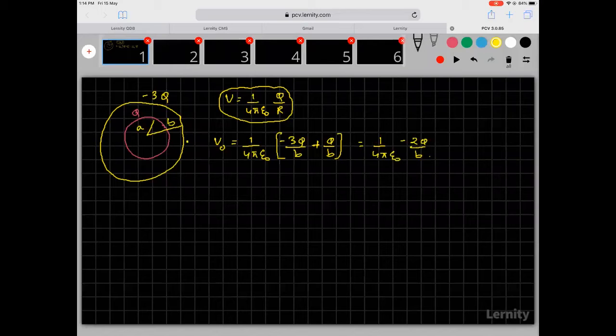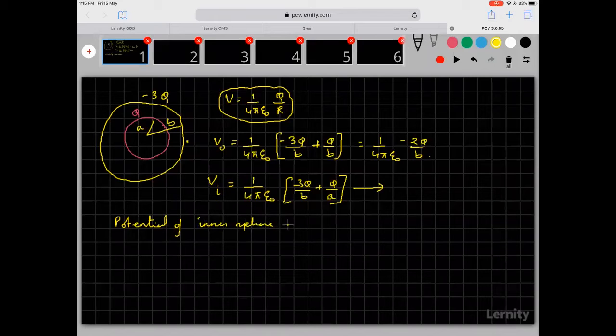Now the potential of the inner sphere is equal to 1 by 4 pi epsilon naught, minus 3Q by B, which remains the same, plus Q by A. So whatever this is, in this case I see that the potential of the inner sphere is more.